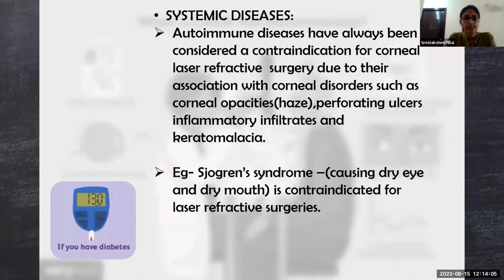Next is certain systemic diseases like autoimmune diseases. In the case of Sjogren syndrome, the patient already has dry eye, and so it is contraindicated for laser refractive surgeries.